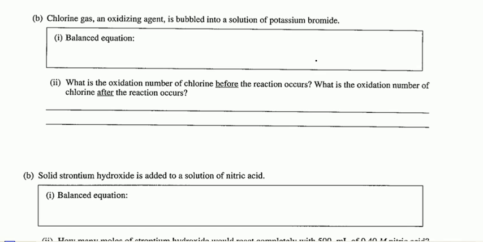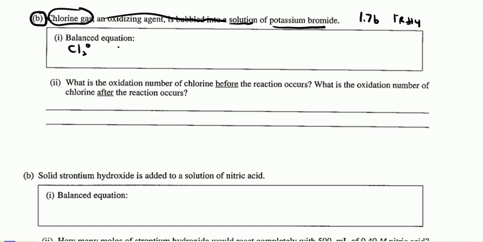The first question for homework was 1.7b. So that's what this is from 1.7. Again, these are all for free response number 4. This is one we've seen a lot: chlorine gas, blah, blah, blah, solution, potassium bromide.